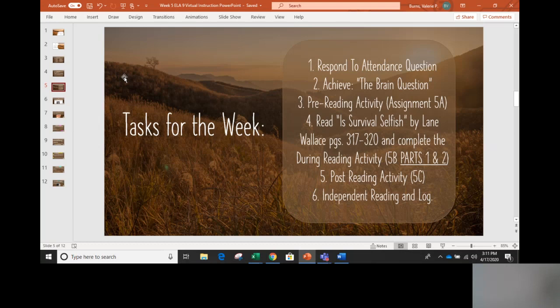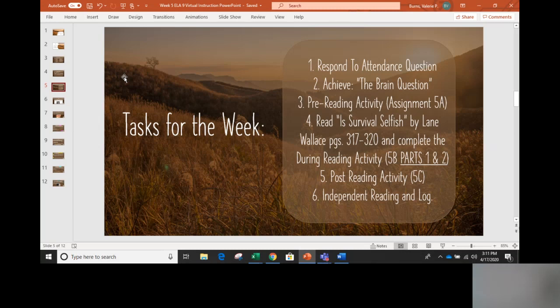You have your Achieve article. You have a pre-reading activity, which is assignment 5A. You have assignment 5B, parts 1 and 2, which has to do with the story that we're going to be reading. It's an argumentative essay, very, very short, only a couple of pages. It's called Is Survival Selfish by Lane Wallace. And then lastly, you have your post-reading activity, which is assignment 5C.